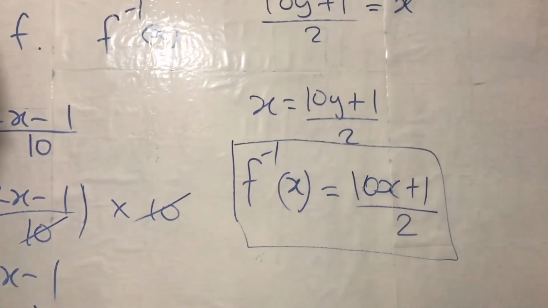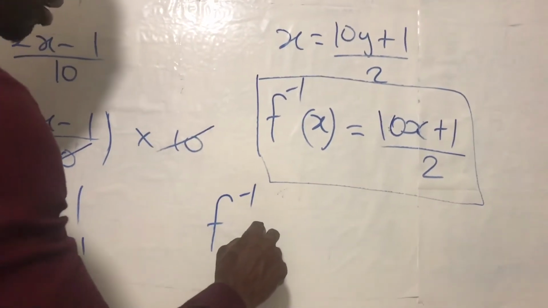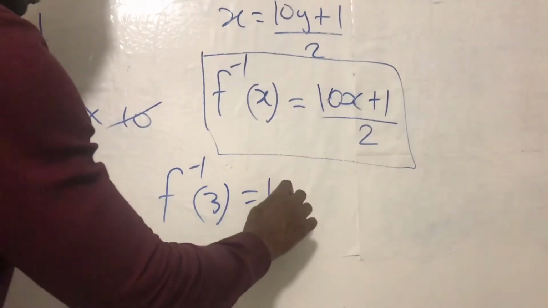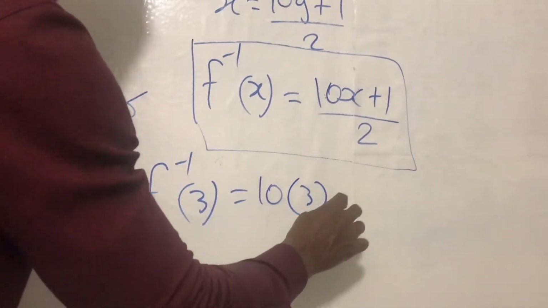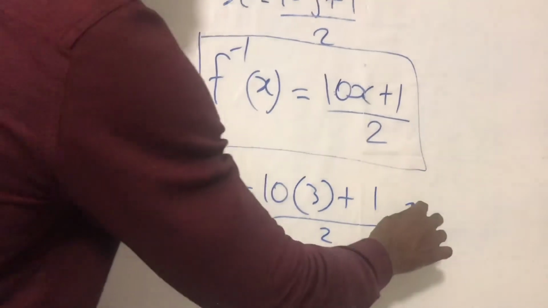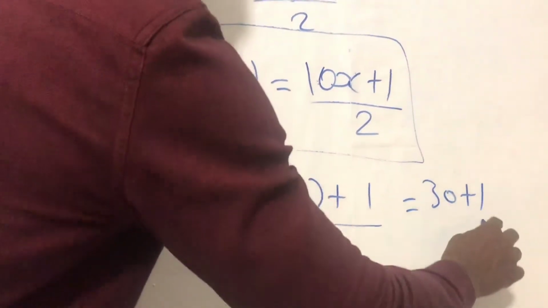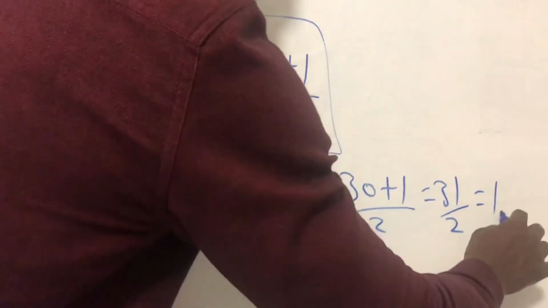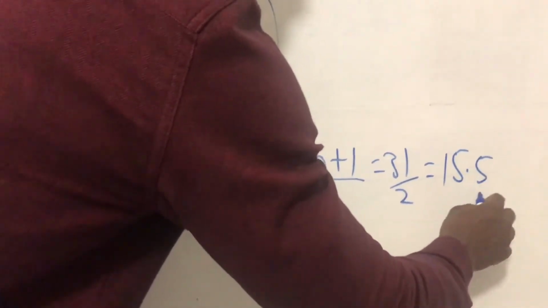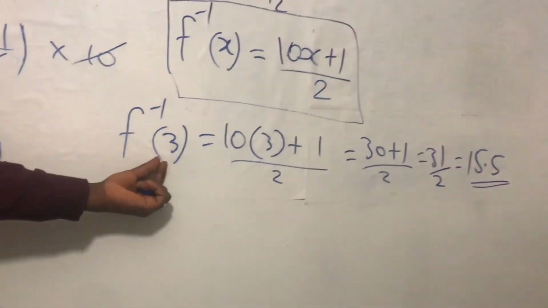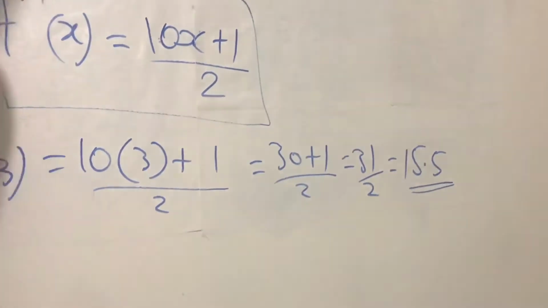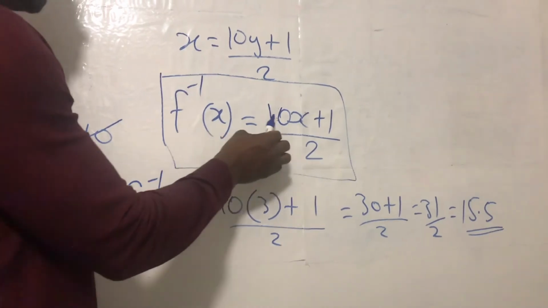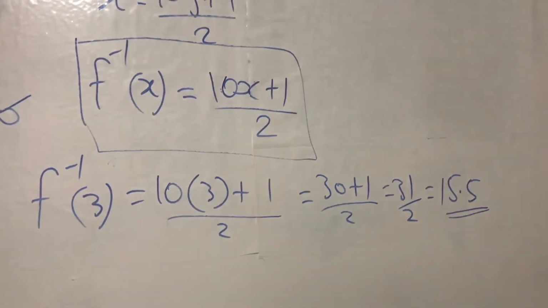And if we're asked the question to find f inverse of, say, 3, then f inverse of 3 will be equal to, using this inverse function, 10, and we substitute 3 in place of the x, plus 1, over 2. And this will then give us (30 plus 1) over 2, and we end up with 31 over 2, which is the same thing as 15.5 as the answer. So f inverse of 3 will give us 15.5. But if we're just asked to find the inverse, then f inverse of x will be (10x plus 1) over 2, and that's the answer.